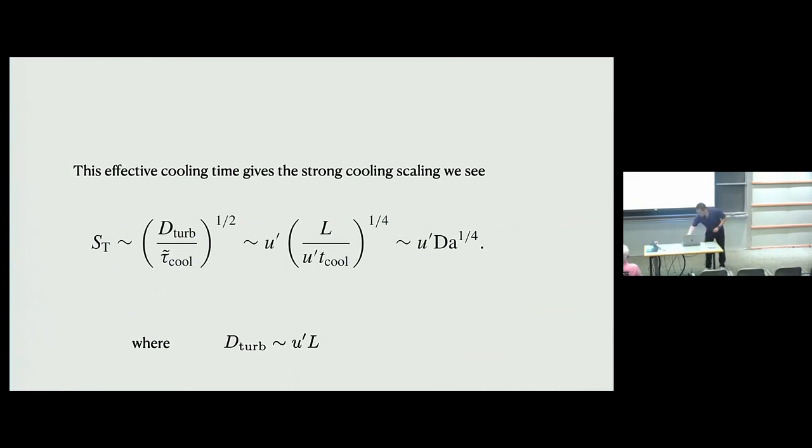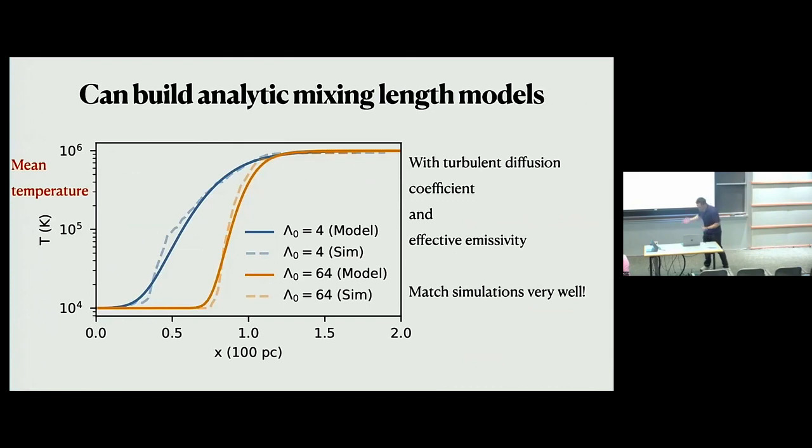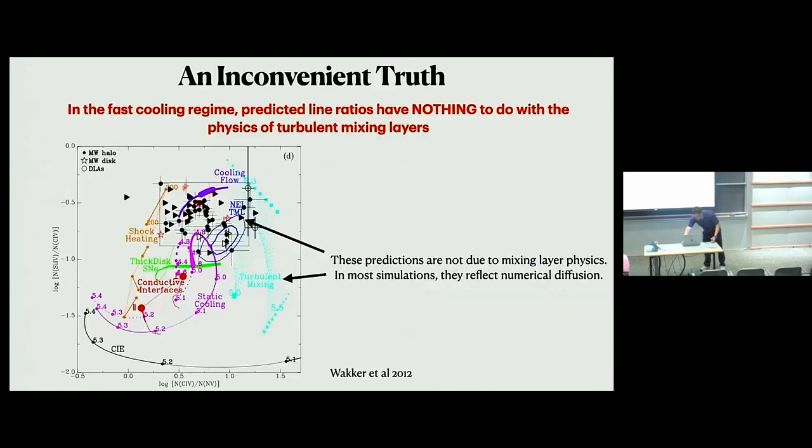I would note that this has been seen in turbulent combustion data. This 1/4 power law. The only real paper I could find trying to explain it was a relatively early paper. If there are better ways to explain it, please let me know, because this 1/4 power law turns out to be quite important to us. And then you can build analytic mixing length models. Maybe that's not so interesting.